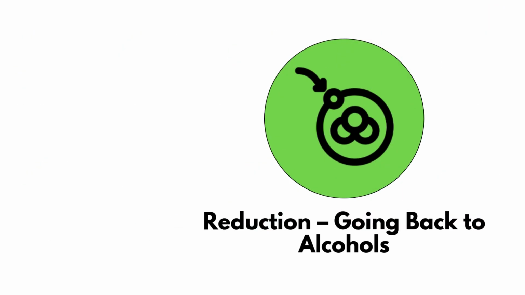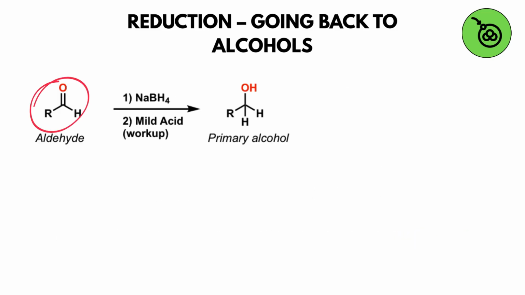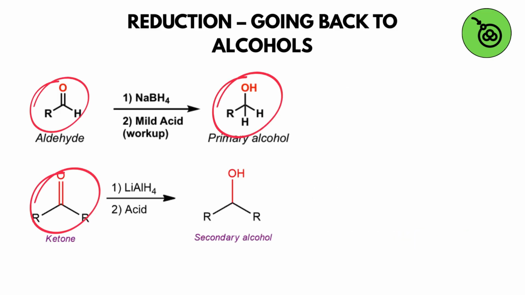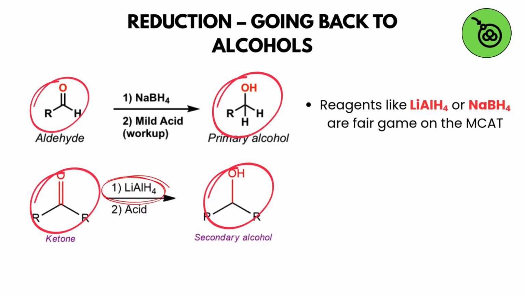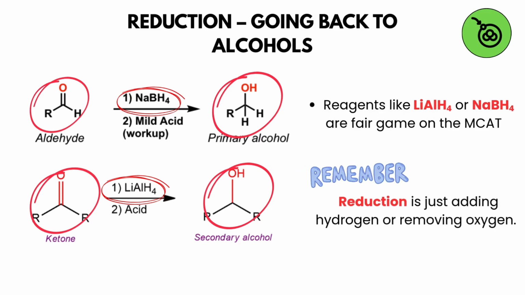Reduction: going back to alcohols. Both aldehydes and ketones can be reduced. Aldehydes go back to primary alcohols, ketones go back to secondary alcohols. Reagents like lithium aluminum hydride or sodium borohydride are fair game on the MCAT. Remember, reduction is just adding hydrogen or removing oxygen.